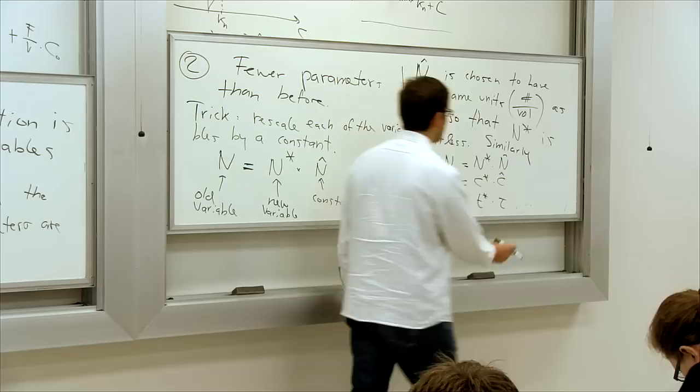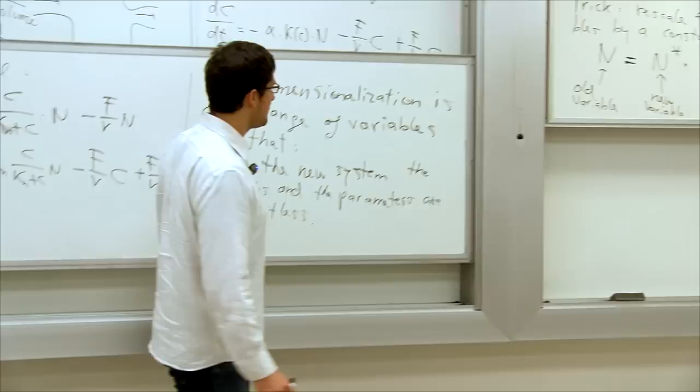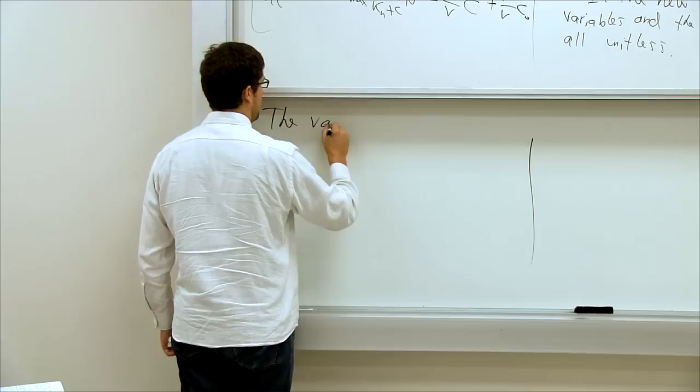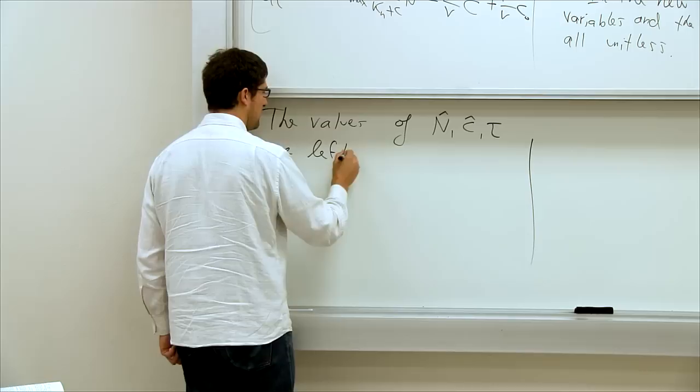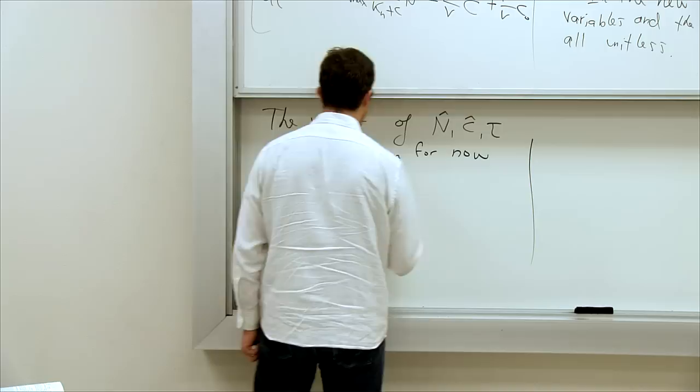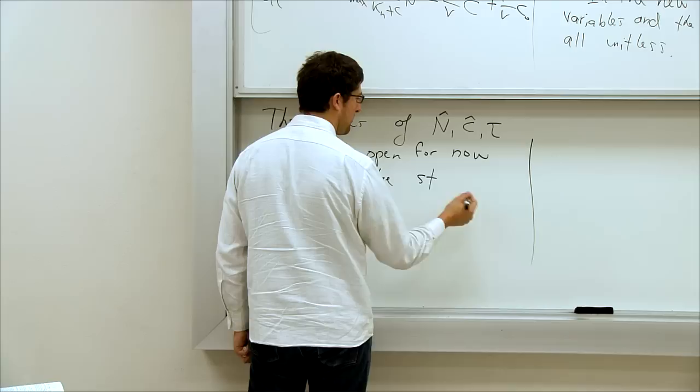Okay. Now, how do we choose the values for n hat, c hat, and tau? The values of n hat, c hat, and tau are left open for now, and will be strategically determined later. Later meaning in a moment.